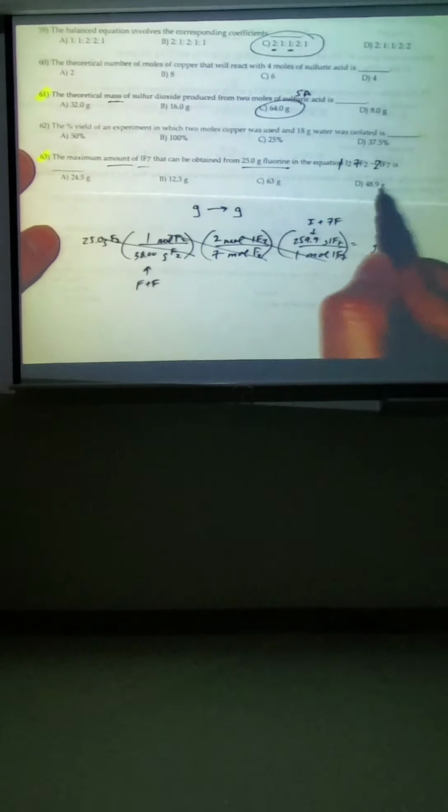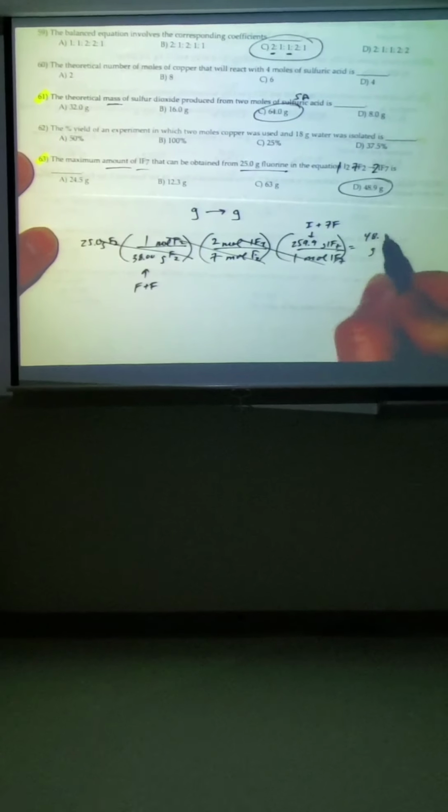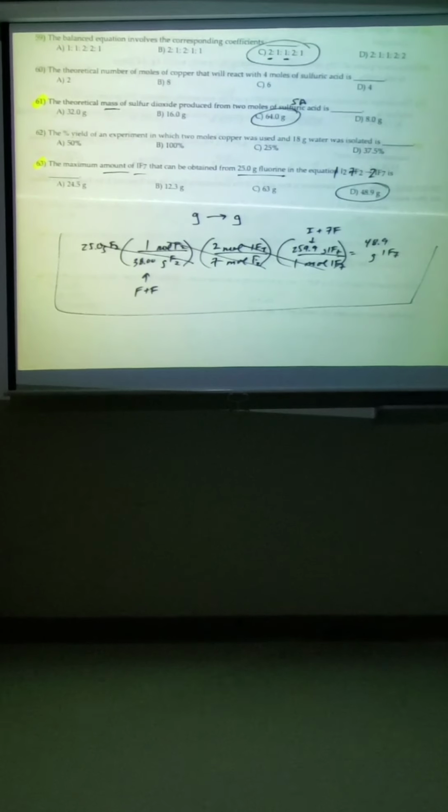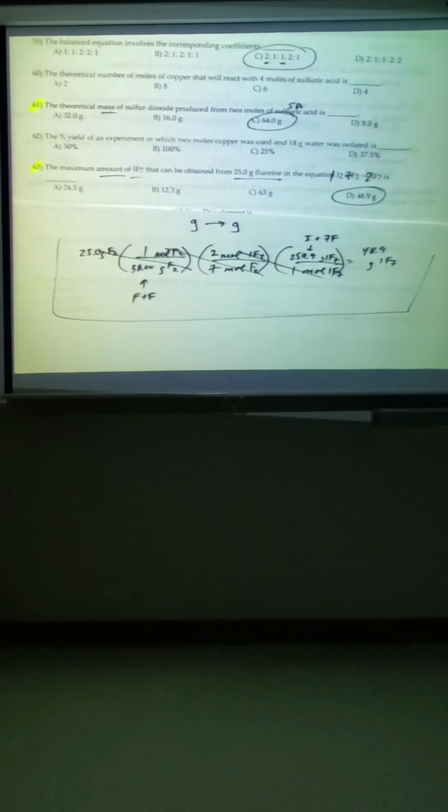Now we're ready to multiply across the top, divide across the bottom. I like to go in sequence, multiply, divide, multiply, divide, multiply, divide. 25 times 1 doesn't do anything, divided by 38 times 2 divided by 7 times 259.9. Hit enter. Very long problem. Answer 48.9 roughly. Hiding over there deep. Very common setup for grams to grams, for milliliters to milliliters next chapter, for liters to liters next chapter after that.